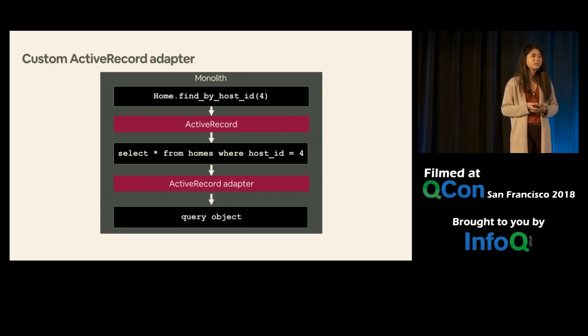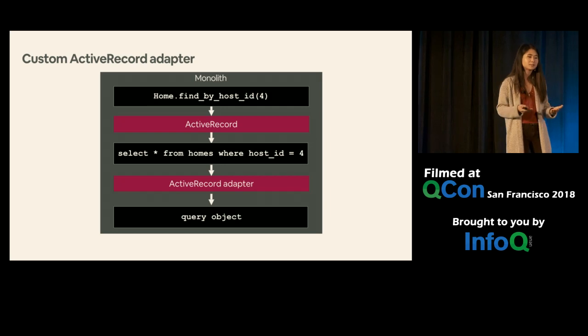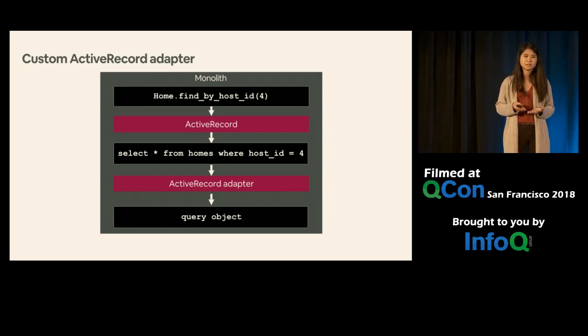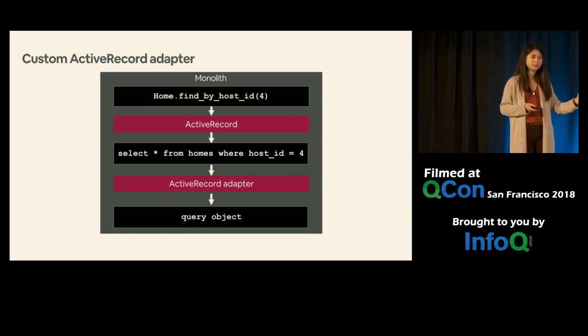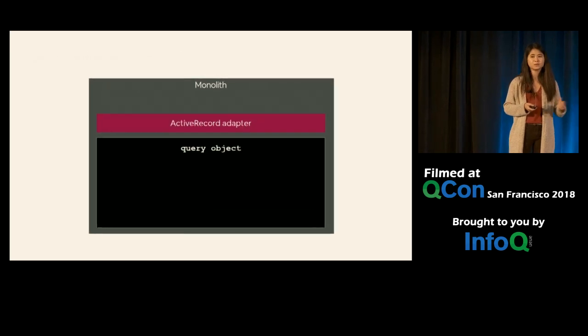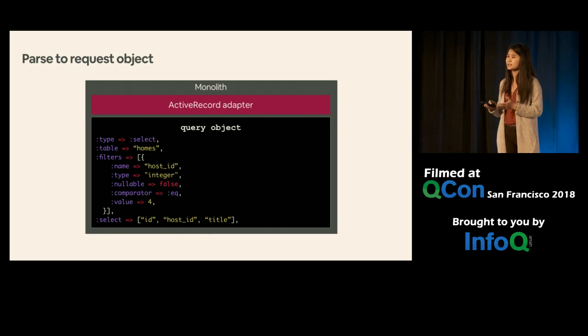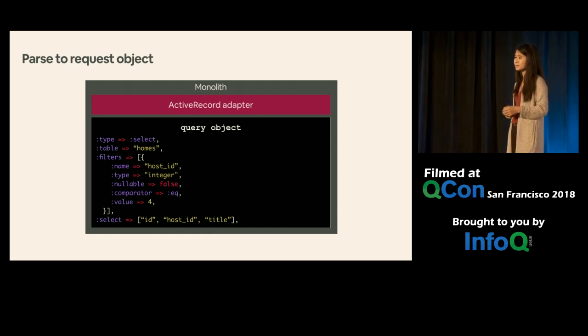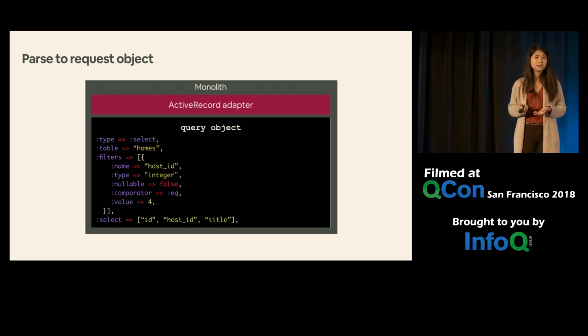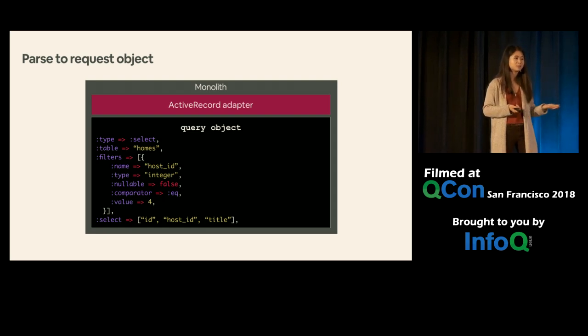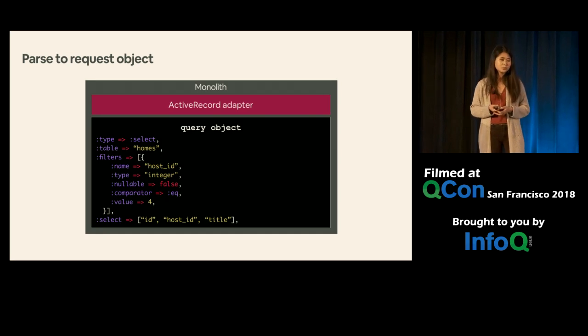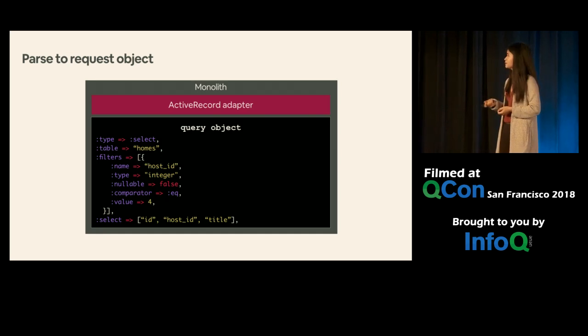Instead, we wanted to change this by writing a custom adapter. And this custom adapter created a query object. So if we expand into what this query object is, we broke apart that raw SQL query into components. There is a type. The query type in this case is select. There's a table name, homes, and the filter, where the host ID is equal to 4. It also supplies the fields of interest.